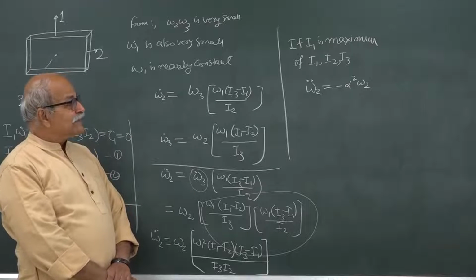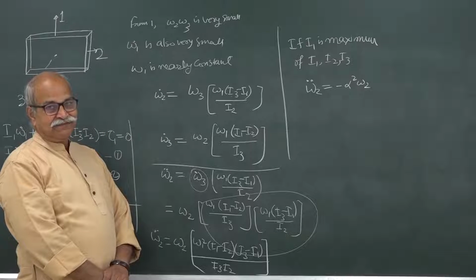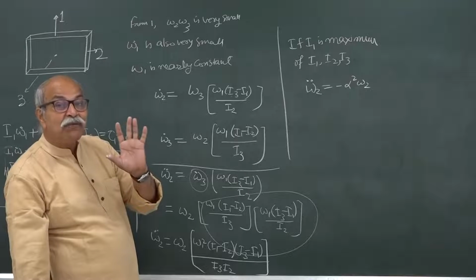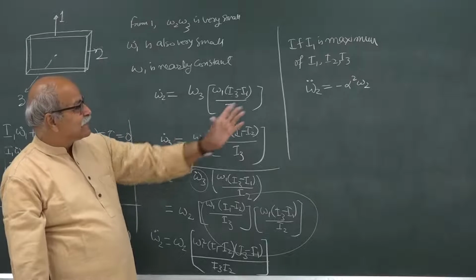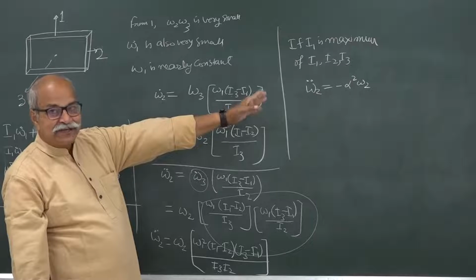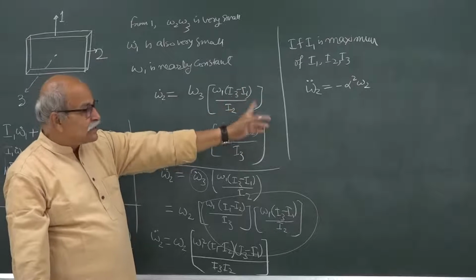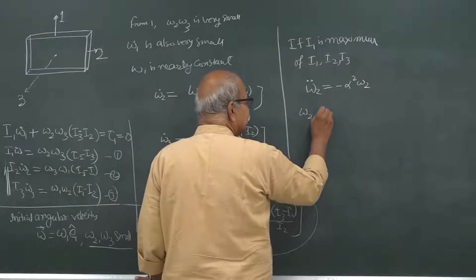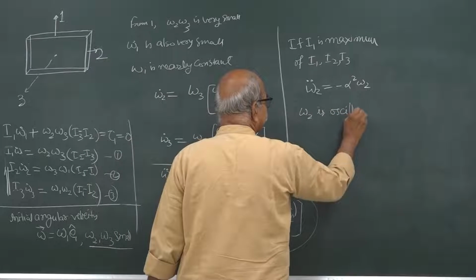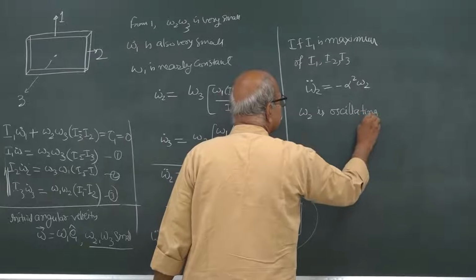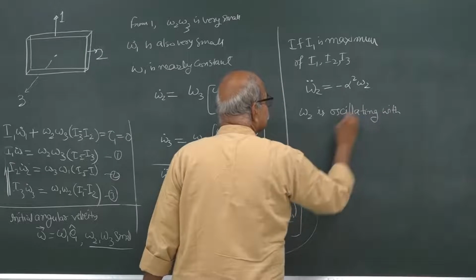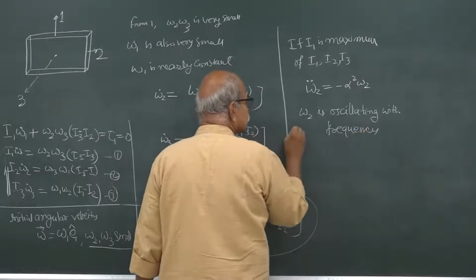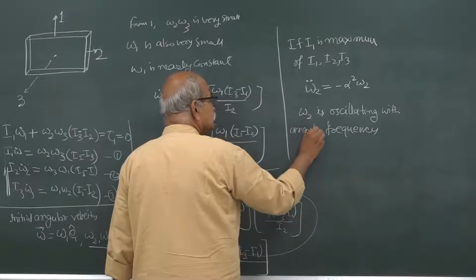And you know what this equation means. This means omega 2 is oscillating with some amplitude. This is a simple harmonic motion type equation for omega 2. So, this means that omega 2 is oscillating with frequency, or angular frequency, alpha.